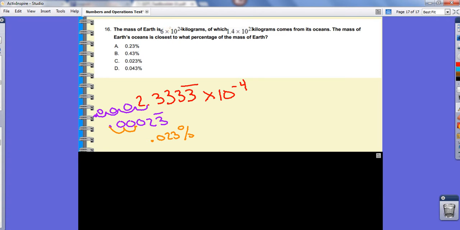So again, let's talk back through that. The first thing, I just divided. And when I divided these, I came up with 2.3 repeating times 10 to the negative fourth. I put it into standard form and then used my knowledge of taking a decimal and making it into a percent, and then found my solution, which in this case is going to be C. That is number 16 of the numbers and operations test.